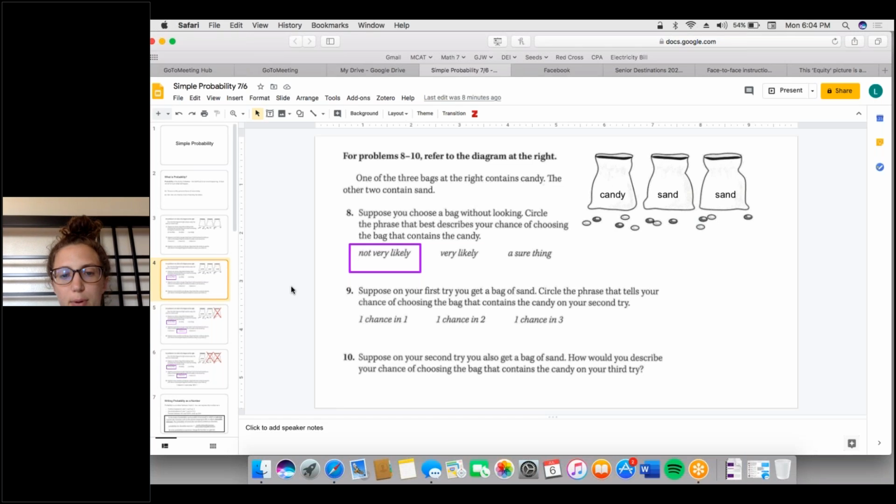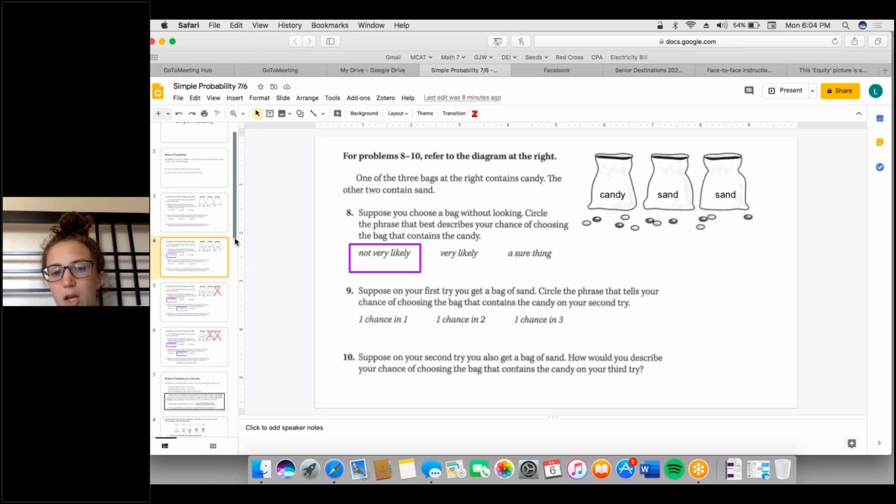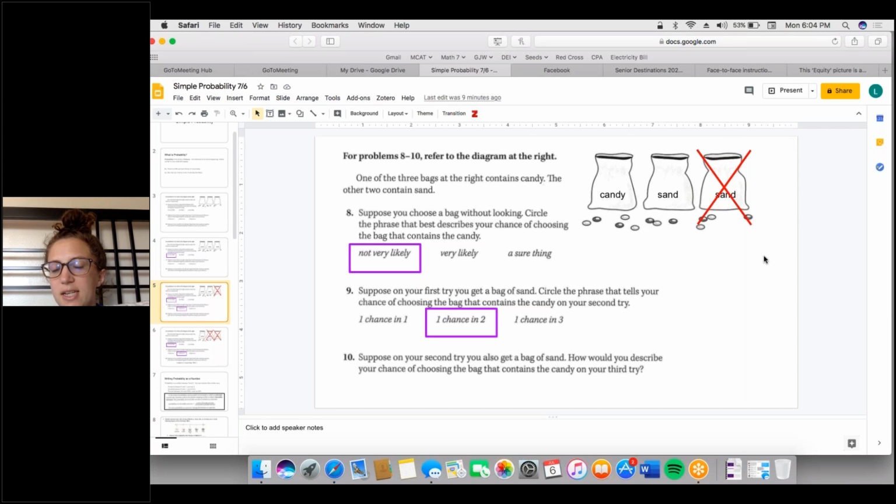Question 9 says, suppose on your first try you get a bag of sand. Circle the phrase that tells your chance of choosing the bag that contains the candy on your second try. So this question is interesting because they tell us something happens first. First, you get a bag of sand, which means the second bag we pick can't be that bag of sand again. In other words, if we started with these 3 bags, we can now cross out one of the bags of sand because that has already been chosen.